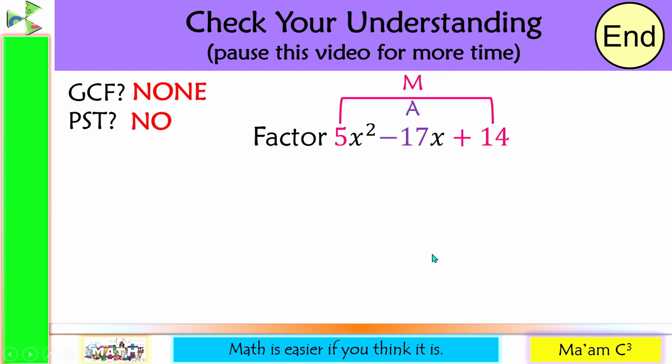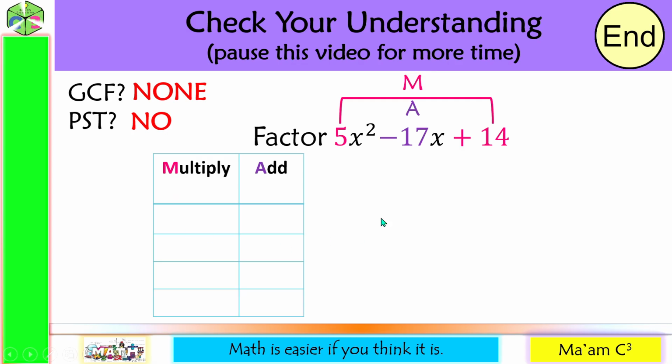Here is my table. Under multiply, I'm going to multiply 5 and positive 14 here, and this will give me positive 70. And for odd, I simply have to copy negative 17. Since this is positive, then my factors should have the same signs. Since this is negative, then they should be both negative. So I could start with negative 1 and negative 70, negative 2 and negative 35, negative 5 and negative 14, and last one, negative 7 and negative 10.